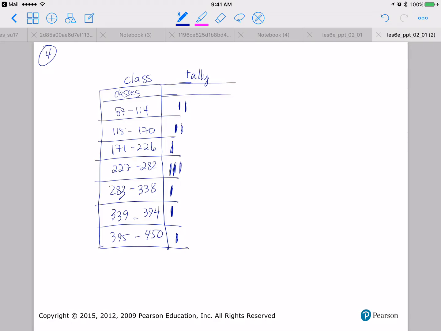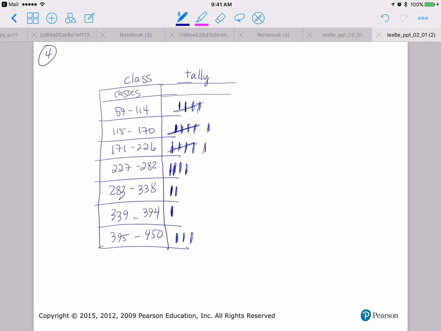150. 130. 59. 200. 160. 450. 300. 130. Okay, so for 130, I'm just going to mark it off like that. 220. 100. 200. 400. 200. 250. 95. 180. 170. And the last one is 150.